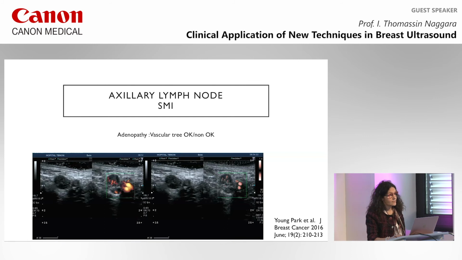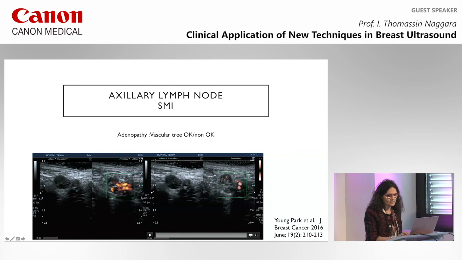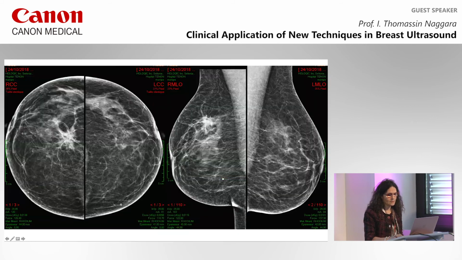For the characterization of axillary lymph nodes, SMI could also be useful, because in a normal adenopathy, you will have a tree which is completely homogeneous. You have that on Doppler, but I think it's better visible on SMI. You are totally able to see the vessels everywhere in the lymph node. And what is interesting is this patient, an example. You have a right breast cancer, no problem with that.